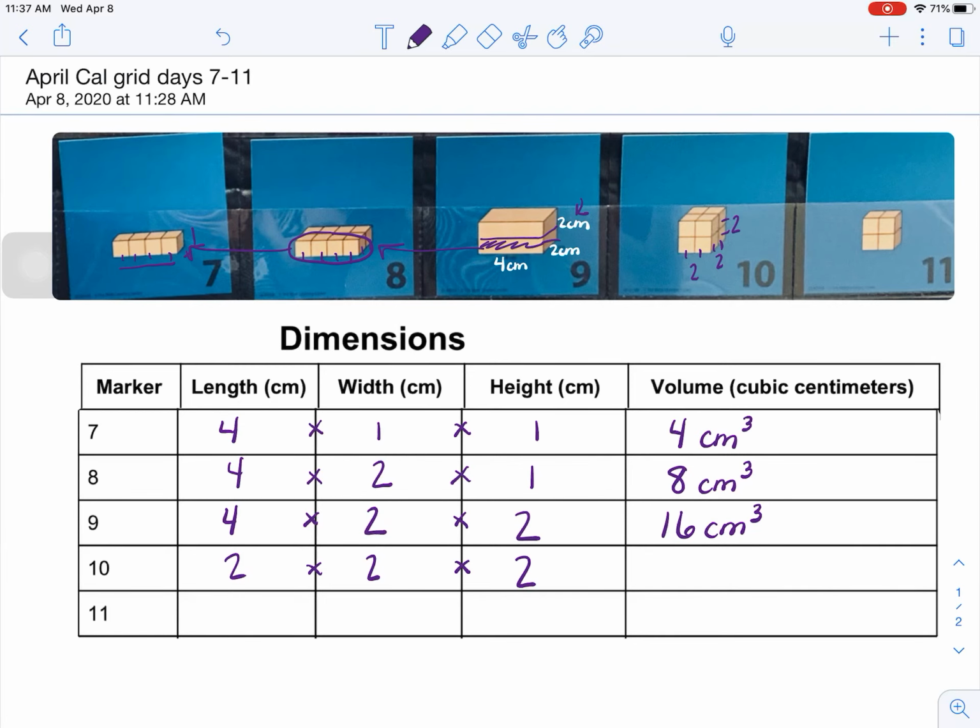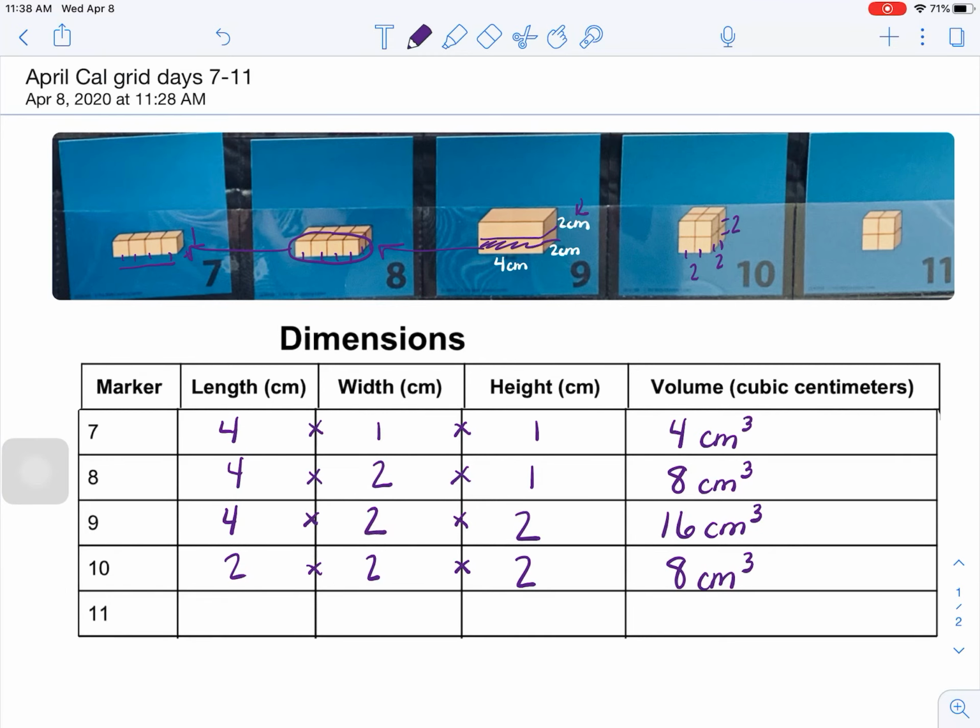If I look at the pattern compared to day 9, now that I'm on day 10, I notice that these dimensions stay the same, these dimensions stay the same, and this one gets cut in half. So what do you guys think is going to happen? My answer of 16 is going to get cut in half. Let's double check that. 2 times 2 is 4. 4 times 2 is going to give me 8 cubic centimeters.